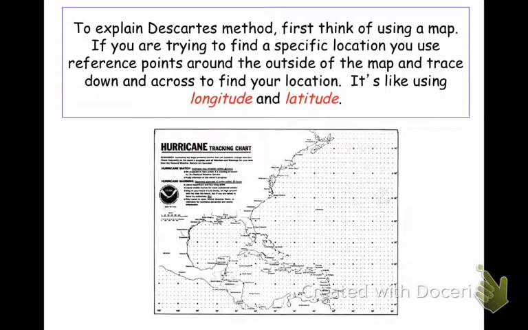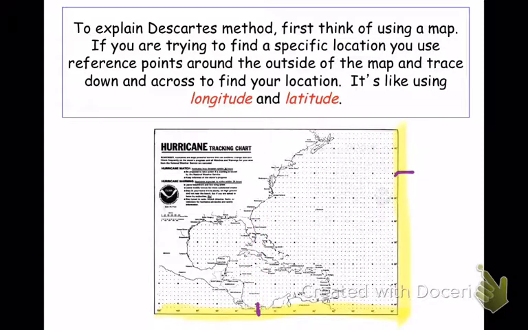If you're trying to find a specific location, you use reference points around the outside of the map and trace down and across to find your location. It's like using longitude and latitude. So again, you find a location across and up and down. And let's say you pick somewhere right here and right there. You would write your line across in each direction.